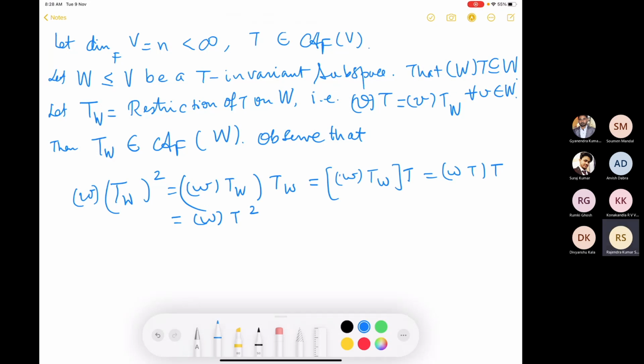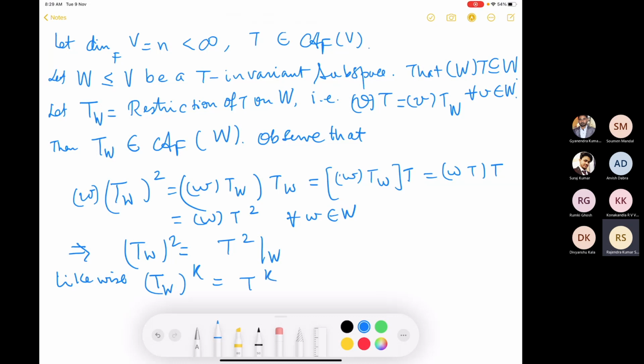So this is for all w in W. So that makes T_W squared the same as T squared restricted to W. And likewise, you can also prove that T_W power k is the same as T power k restricted to W, for every k = 1, 2, and so on.